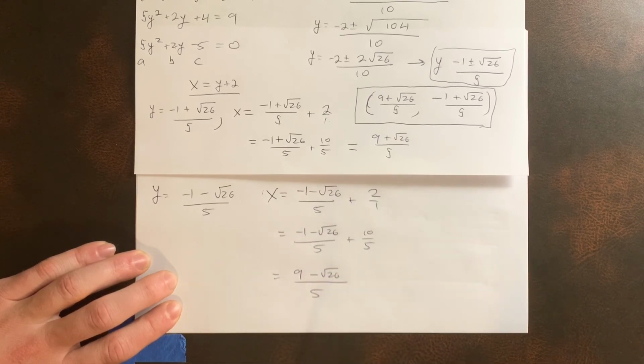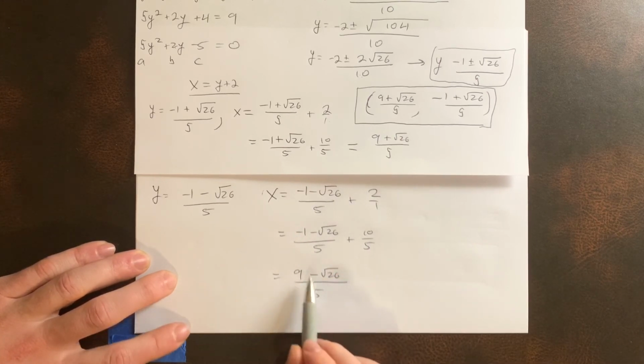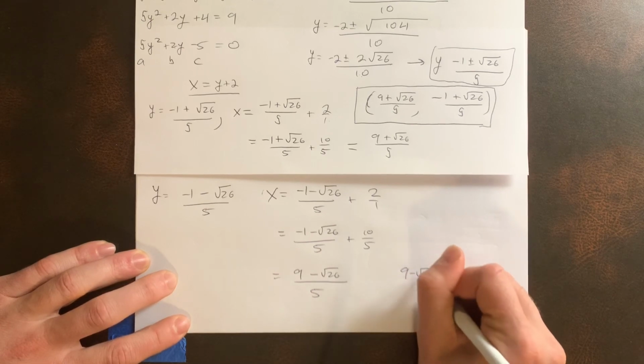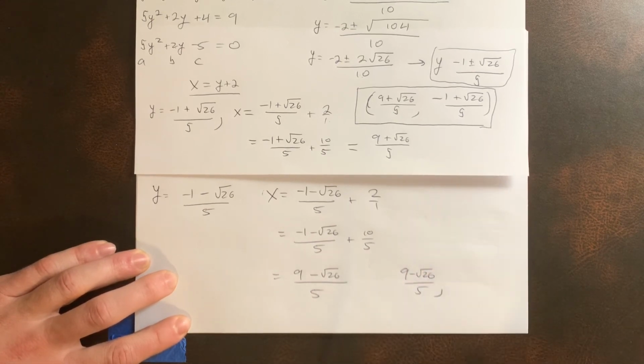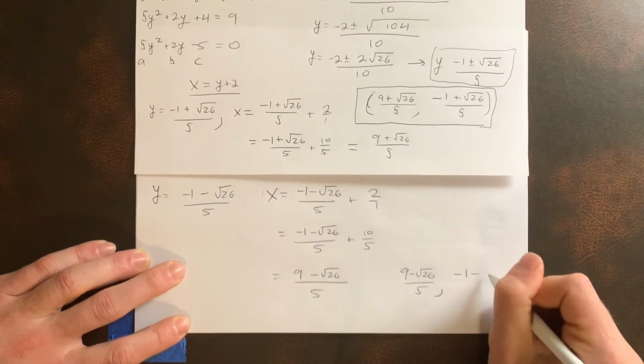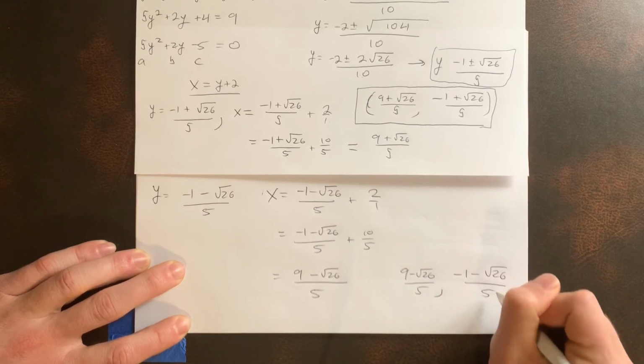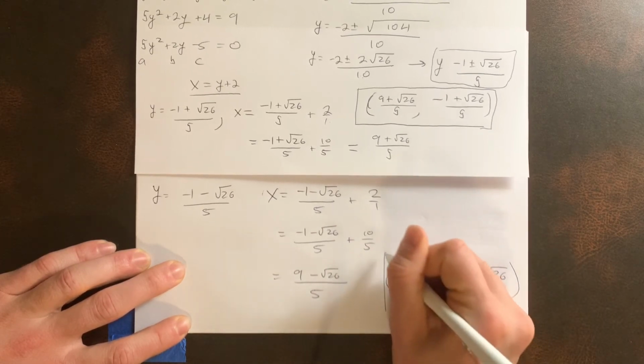26 over 5. And so then here's our other x value. So when x is going to be 9 minus the square root of 26 over 5, that happens when y is this one. Minus 1 minus square root of 26 over 5. And so then here's our other point, the other part of our answer.